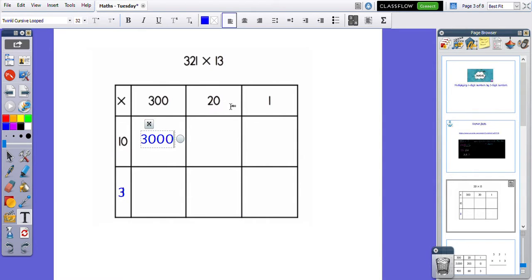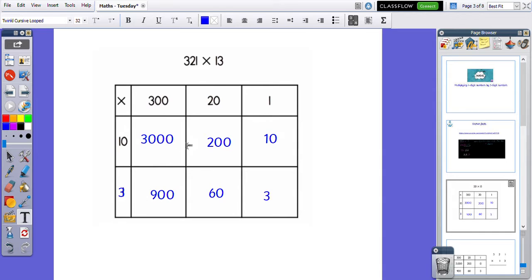Then you are going to do 20 times 10 to give you 200. Then you're going to do 1 times 10 to give you 10. Then you're going to go to the second row. So you'll do 3 times 300, which will give you 900. Then you're going to do 20 times 3, which will give you 60. Then you are going to do 3 times 1 to give you 3. And then you can add them together.